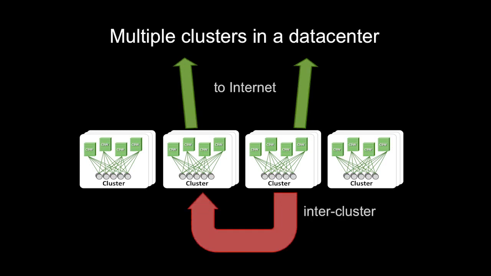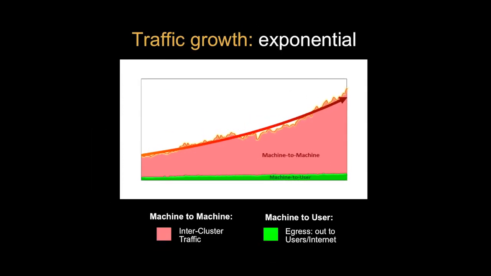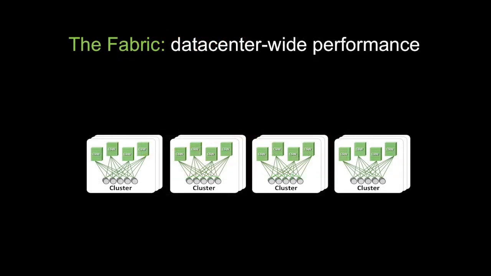Both types of traffic grow. How much they grow? You can see from this slide. This is our typical year. The green shows machine-to-user traffic. It increases, but its growth is dwarfed by the red, which is machine-to-machine traffic. And clusters have limits of how much machine-to-machine traffic they can accommodate, especially between the clusters.